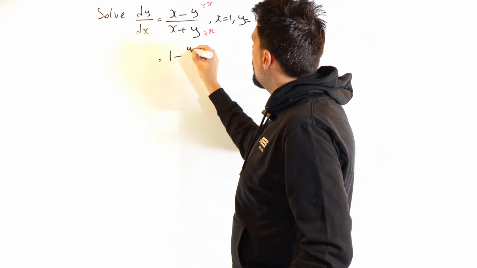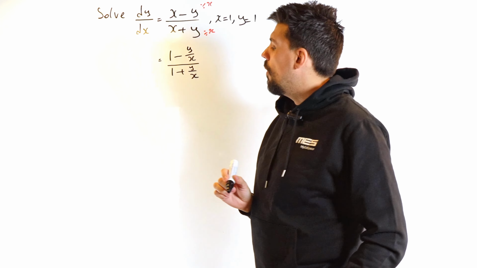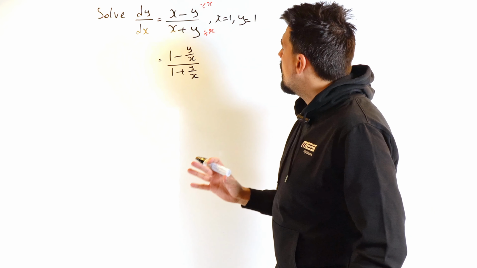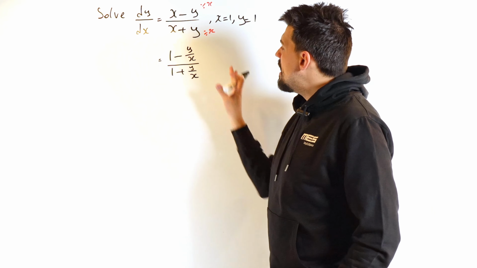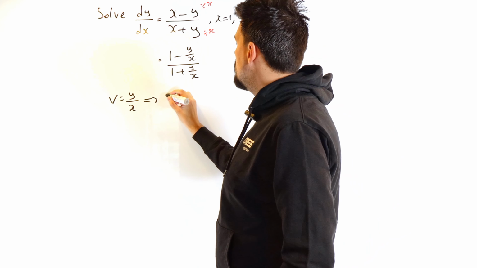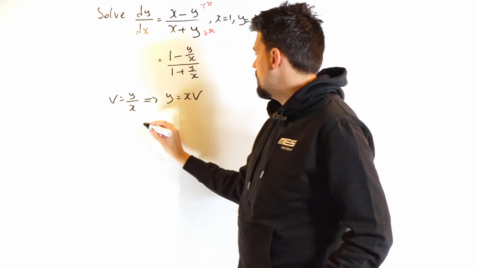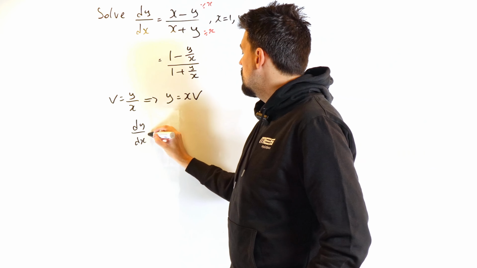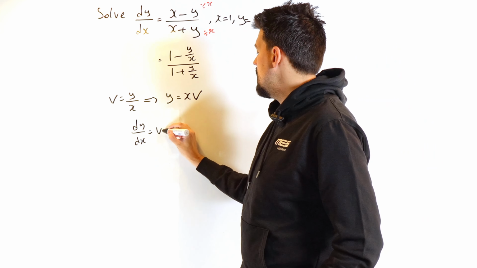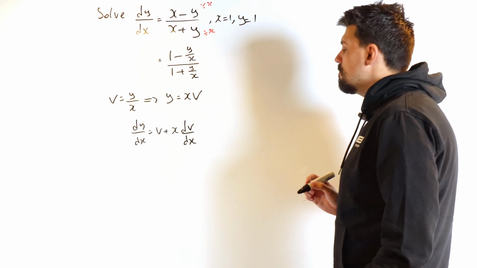Because I end up with 1 minus y over x over 1 plus y over x. So this suggests to me that maybe I make a little change of variable. We're going to make the change of variable v is y over x, which tells me that y is xv. Now, we're going to take this change of variable and whack that into here. So let's differentiate this. We get dy dx is differentiate the x, keep the v, keep the x, differentiate the v. And we can plug all of that in.